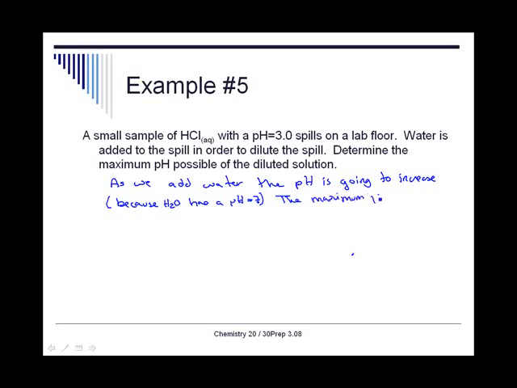the maximum pH of this dilution would be almost 7, would be 7. And that's simply because that's the pH of our water. That's the highest the pH can get because that's the maximum pH we're adding to our solution.